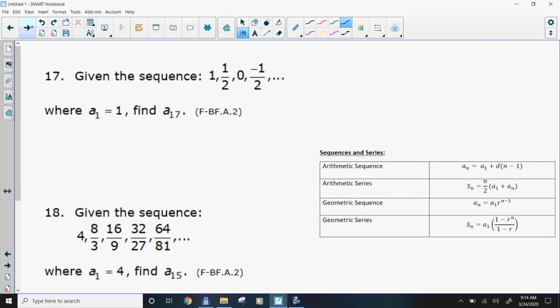Okay, given the sequence, this right here means find the 17th number in the list. So first, is it arithmetic or geometric? From here to here, it looks like it's going down by 1/2. From here to here, it's going down by 1/2. And from here to here, it's going down by 1/2. Since it's going down by a half, we have to subtract. So that makes this arithmetic.